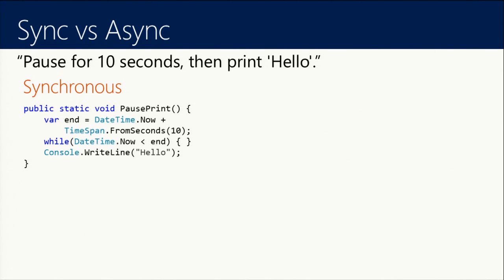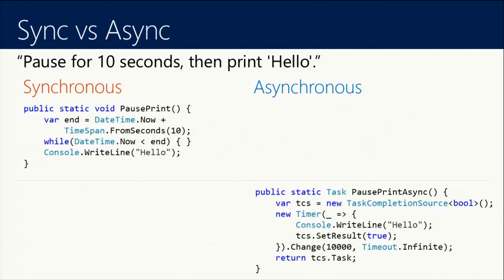But what this code is doing is it's just spinning. It's burning the CPU for 10 seconds in an idle loop before printing to the console. And this clearly is synchronous through and through. Its signature looks synchronous, and its implementation is synchronous. So that's good. How about asynchronous?